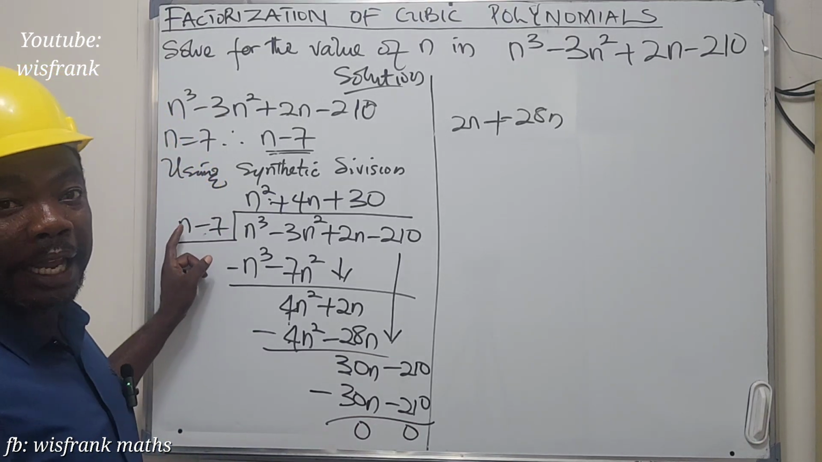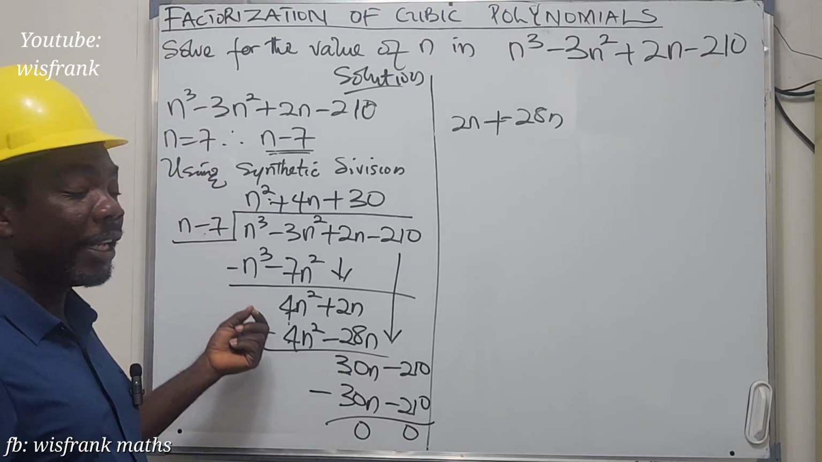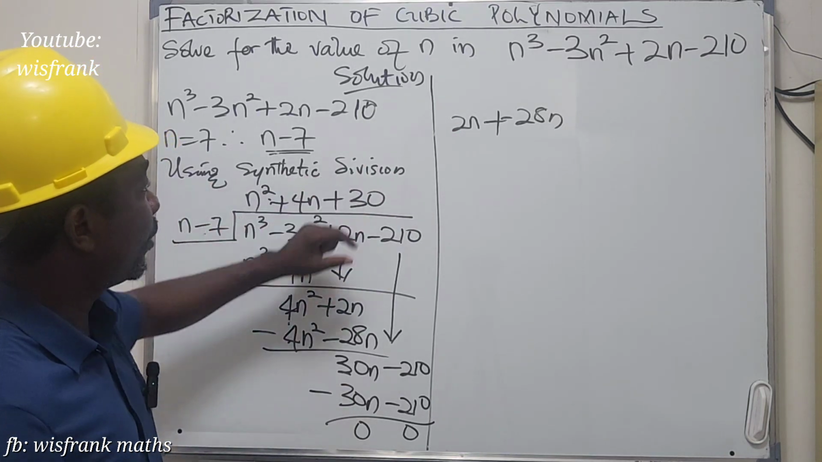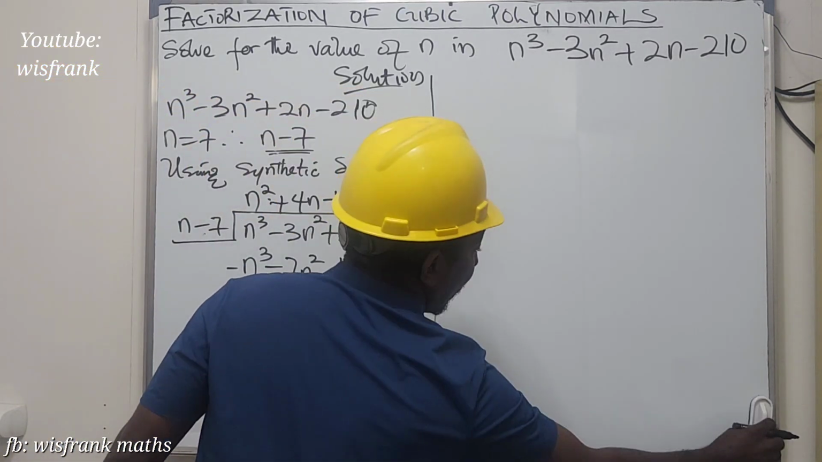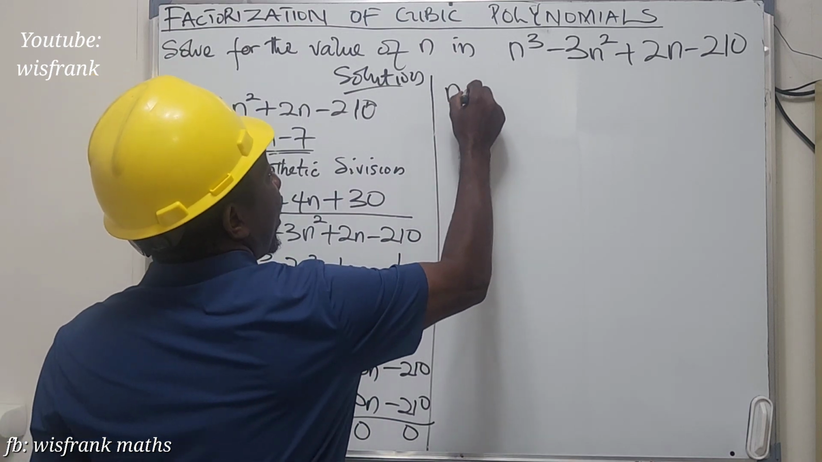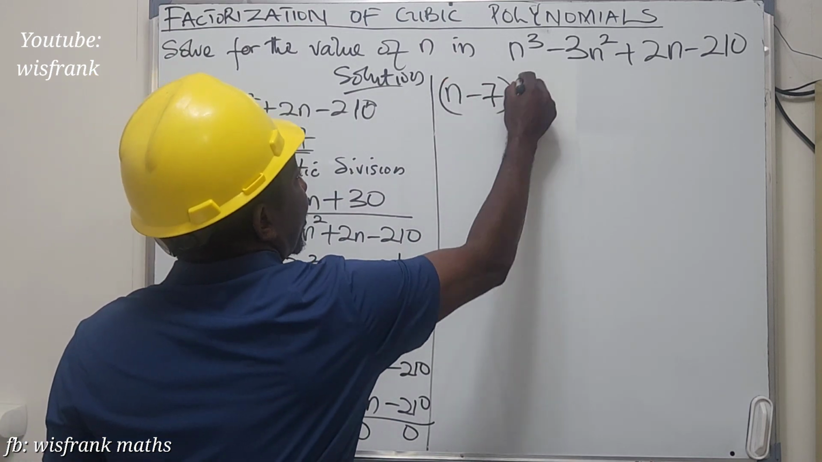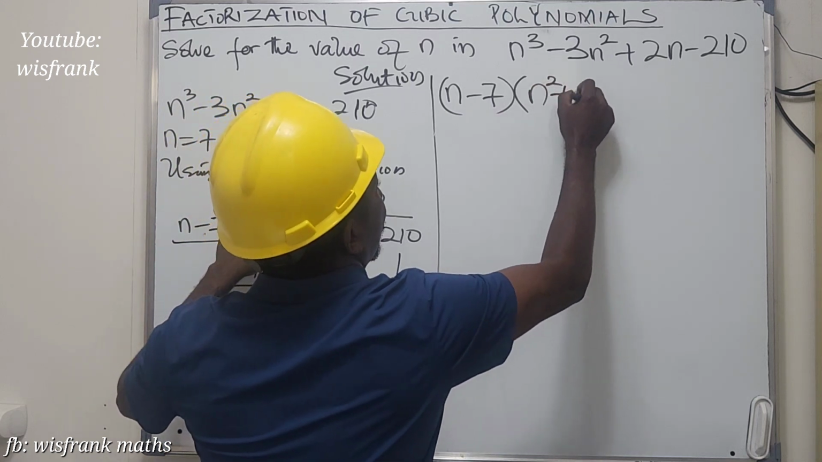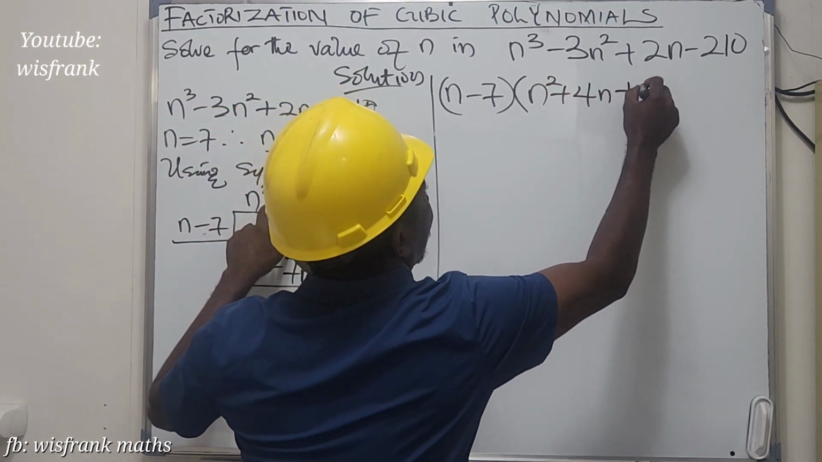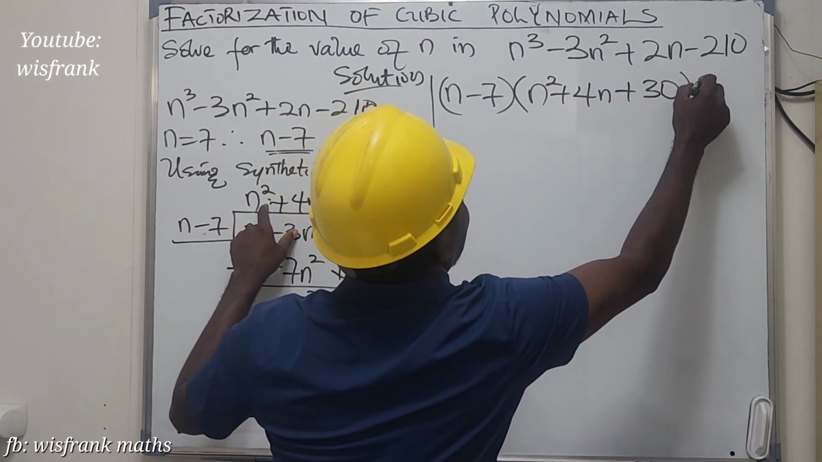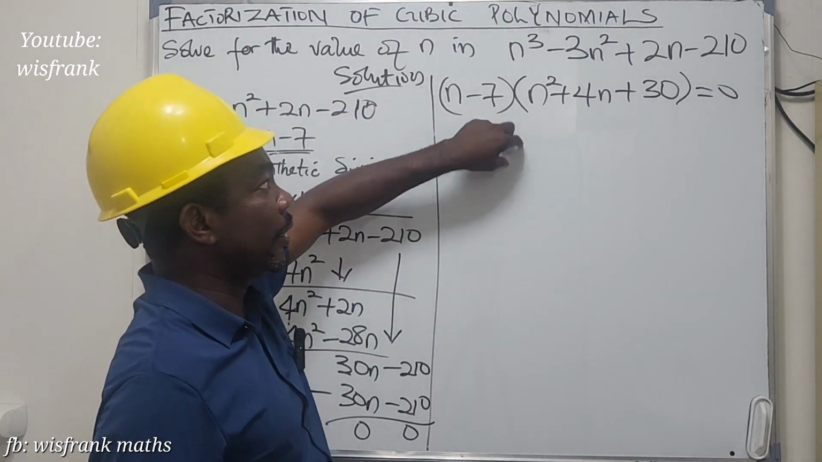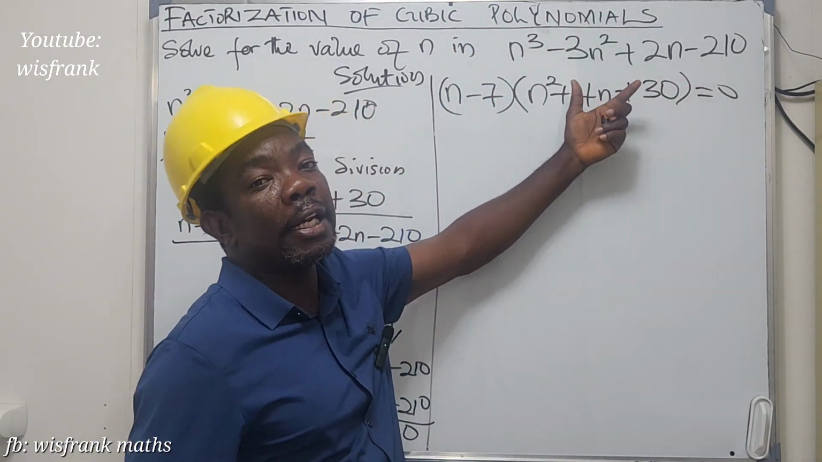Therefore, we have it that n minus 7 is one of the factors of this. So this is what we have now. In this case, our next equation becomes n minus 7 into n to the power of 2 plus 4n plus 30 equals 0. When we multiply these two parentheses, it's going to give us this. So that is what it means.